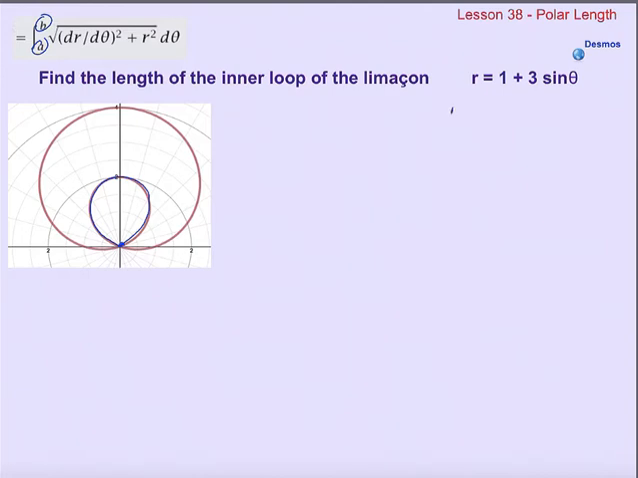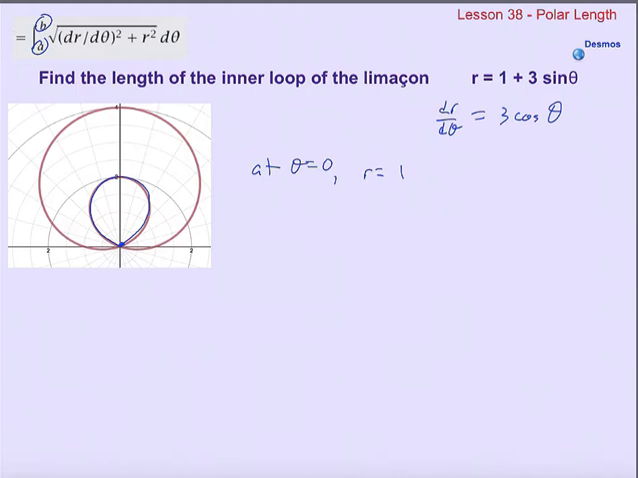So I'm still going to use the same dr d theta, which is still 3 times the cosine of theta. And I'm still going to use the same integral, but we need to figure out the limits of integration. So here's what we need to think about. When theta equals 0, the radius is equal to 1 plus 3 times the sine of 0, which is 0. So 1 plus 0 is 1.